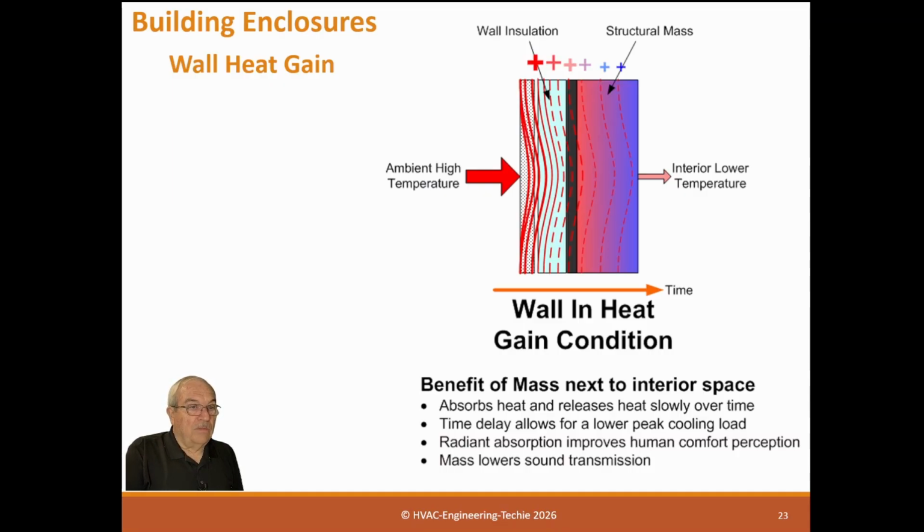So the mass wall benefits: absorbs heat and releases heat slowly over time. Time delay allows for a lower peak cooling load, and this is really critical because you have a high mass building. Your units do not have to be as large. Your air conditioning system can be smaller in size. It has to deal with the same amount of heat, but over time, the peak is not as high. The radiant absorption improves human comfort perception, and it absolutely does, because that wall is absorbing heat both from the inside and the outside, and it makes humans feel better. Mass lowers sound transmission. So these are all benefits for this wall.